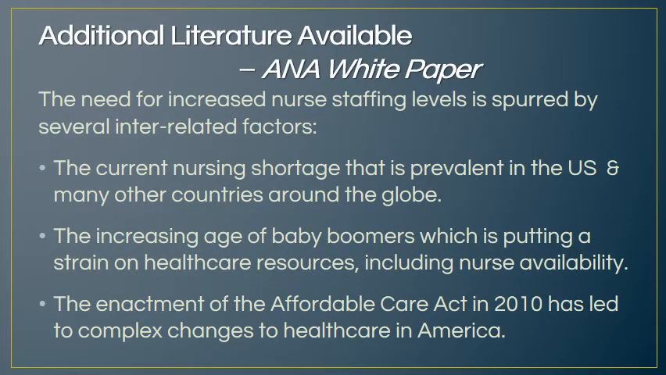Additional literature. The ANA White Paper. In 2015, the American Nurses Association, in collaboration with Avalere Health LLC, presented and published Optimal Nurse Staffing to Improve Quality of Care and Patient Outcomes. The overall purpose of this paper was to present an in-depth analysis of the nurse staffing topic. Published a few years after the rollout of the Affordable Care Act, this paper uses contemporary data to present the situation.